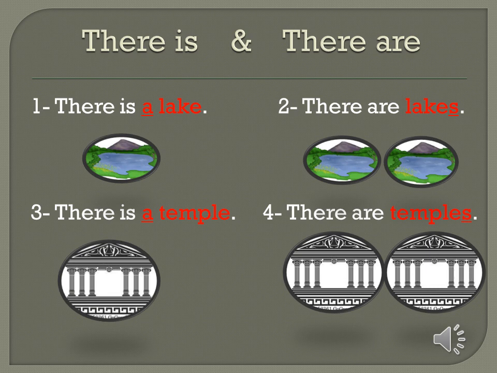Number 3, what is it? Yes, it's a temple. How many temples do we have? We have one temple. So I use there is. There is a temple. What about number 4? Yes, we have 2 temples. Temples, with the plural s. So we use there are. There are temples.